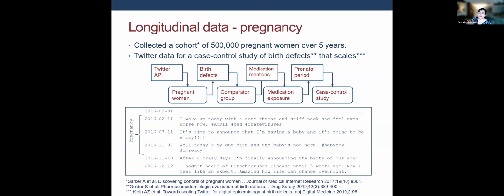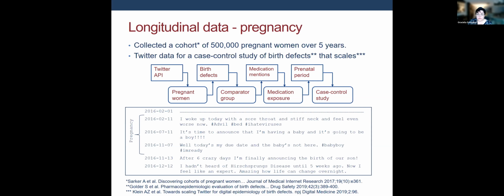So what I wanted to spend most of our time on is a study. This is the longest running study that I have in my center. It's a study on pregnancy. It is pretty unique in that we use social media in a slightly different way.